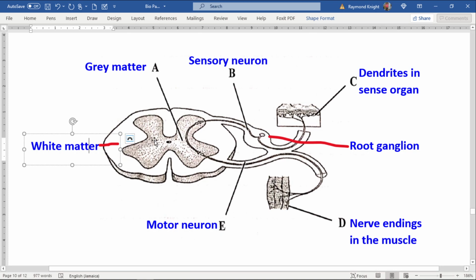And here we have white matter, which is a part of the spinal cord. The inside of the spinal cord, the internal part, is the gray matter, and the outer part is the white matter, just for you to know that. The opposite is true for the brain. The outermost part of the brain is the gray matter, and the inner part is the white matter. Please make a note of that.